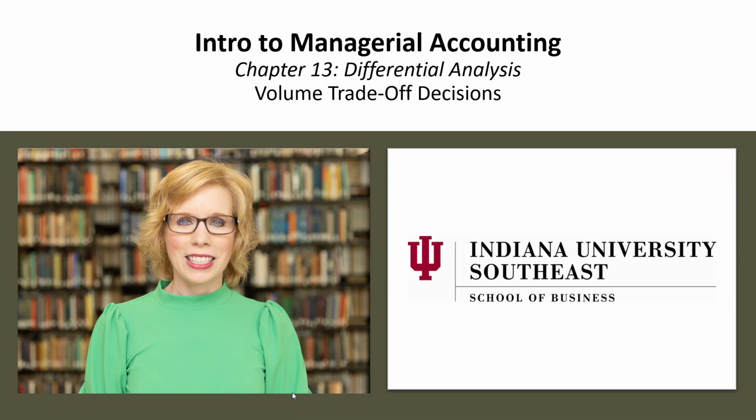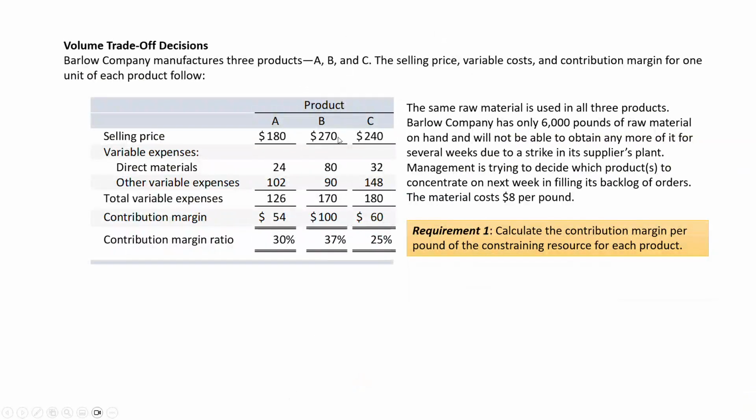In this video, I'm going to work through a volume trade-off decision, assuming a constraint, as part of differential analysis. We're presented with a company that has three different products, A, B, and C, and they present the selling price, variable expenses, contribution margin, and contribution margin ratio.